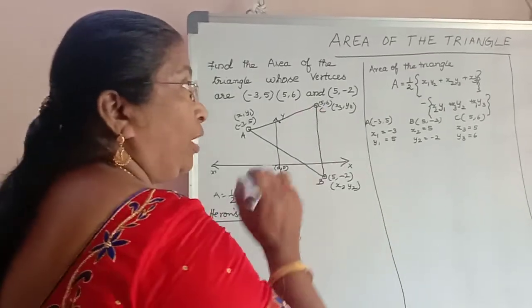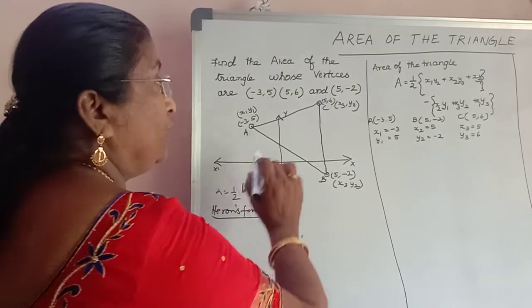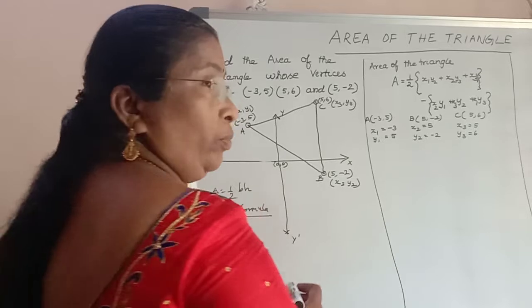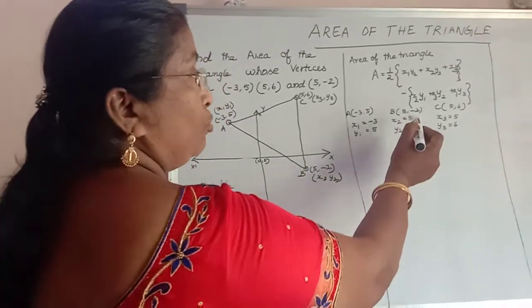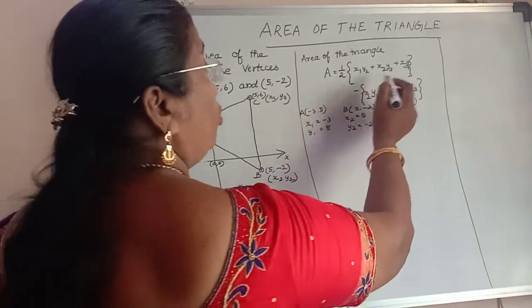When we come into coordinate geometry, the area of the triangle has been defined using the vertices given. So A is given by 1 by 2 [x1 y2 plus x2 y3 plus x3 y1 minus (x2 y1 plus x3 y2 plus x1 y3)]. I told you how to write this.